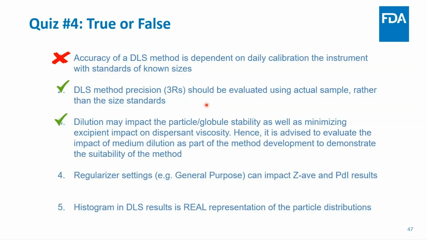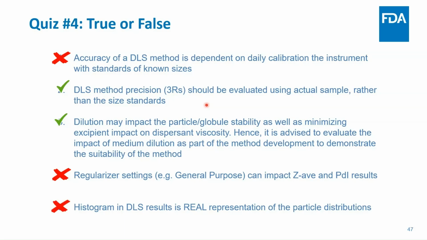So when you use the regularizer setting, the Z average and the PDI are going to be the exact same. All you're going to do is change the D90, D10, D50, because it's basically just changing how the number of delays it's using to calculate across it. But the average function is always the same.